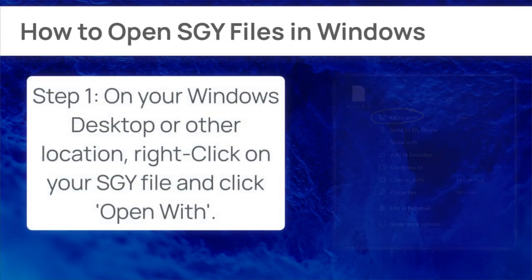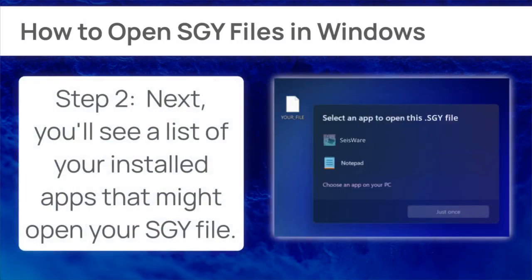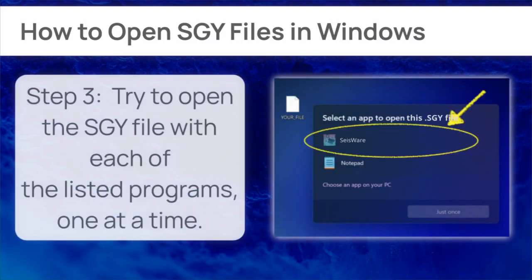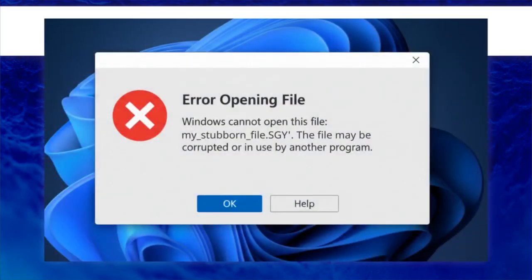We're going to check the compatibility list systematically. Right-click your SGY file, then click Open With. Test CSWARE if you see it. If it fails, select the next program. Persistence is crucial here. If your SGY file isn't cooperating, don't worry.